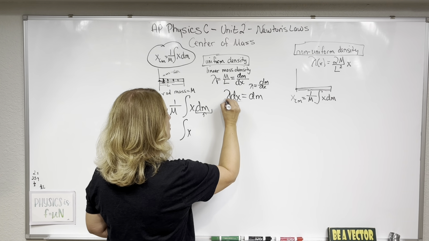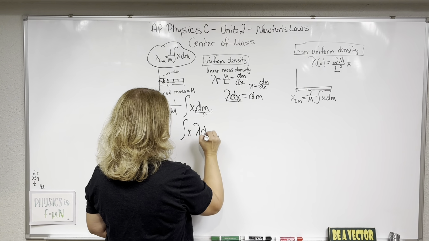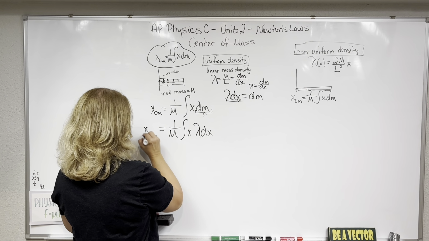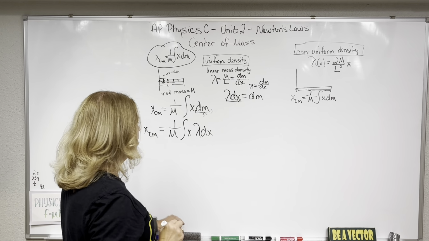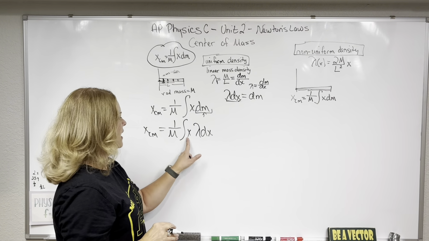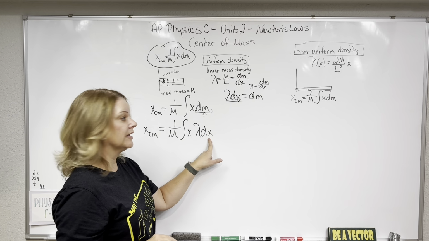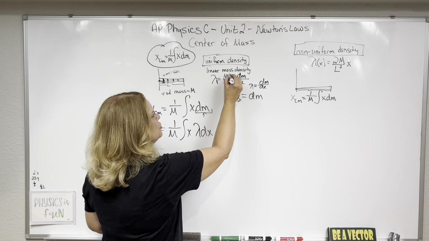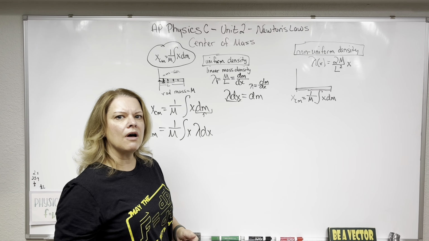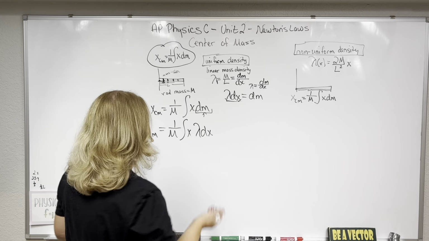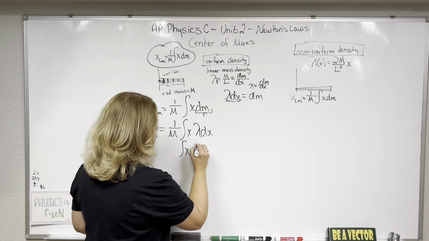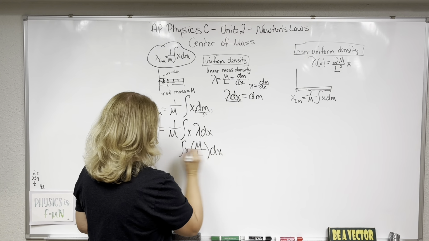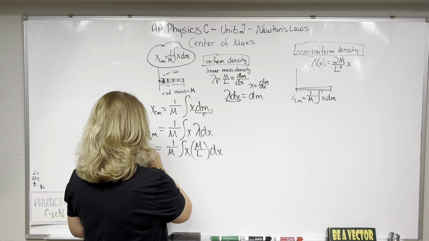X, I'm going to put this whole expression in, lambda dx, and then I still have my 1 divided by mass equals my center mass. I'm like, oh, this is good. I have x in terms of dx. I can do this. And my lambda is equal to the total mass of that rod divided by its total length. So I'm going to put that in. The total mass over the total length is lambda dx over 1 over m.